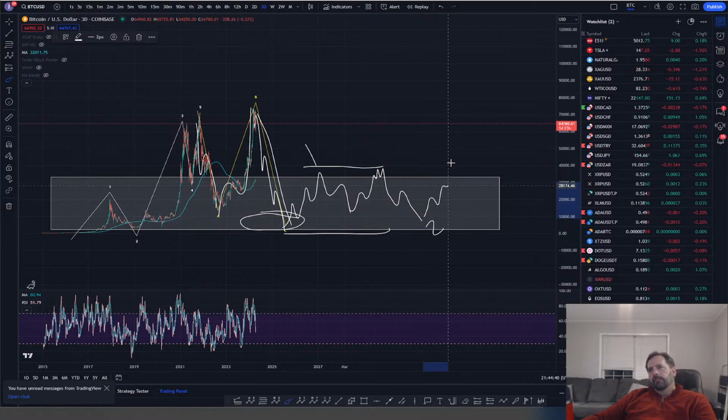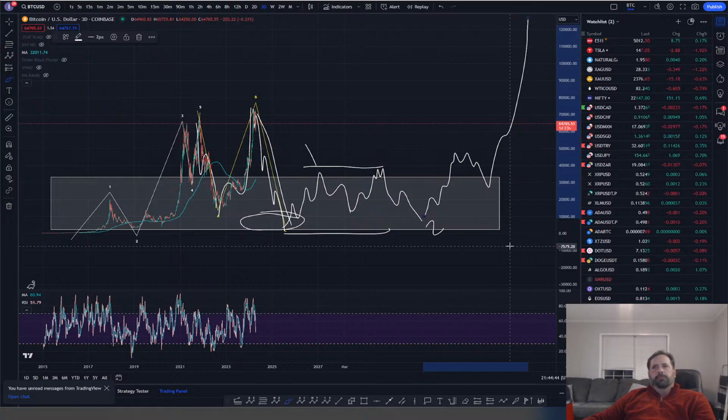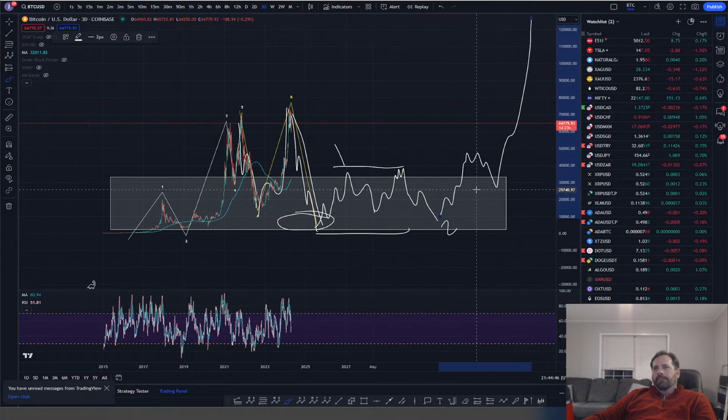then all of a sudden Bitcoin is going to start taking off, and this is when it goes to the moon, okay? That's when we go to the moon. So everybody that's looking for 100K now, you're going to get it. It's just going to come in a way you don't expect it per this count.